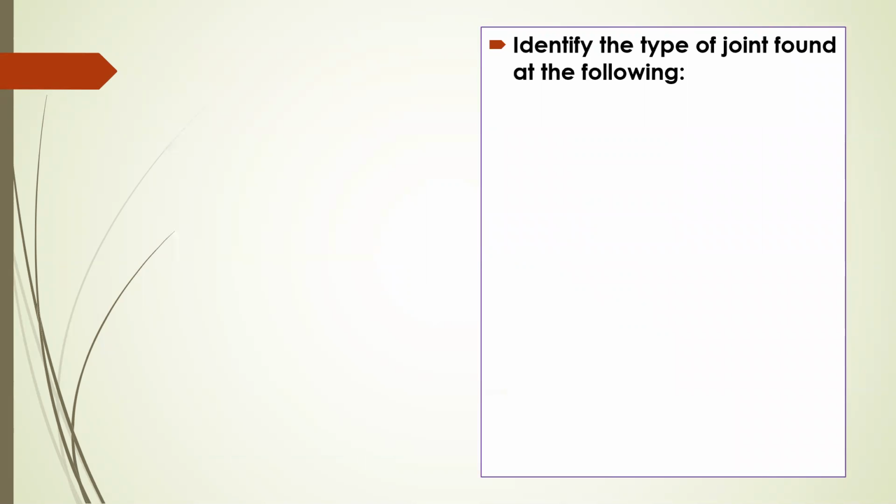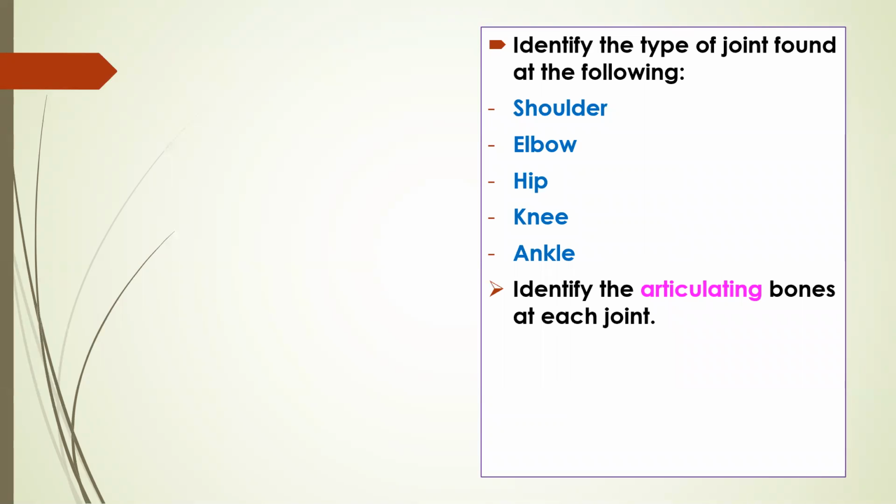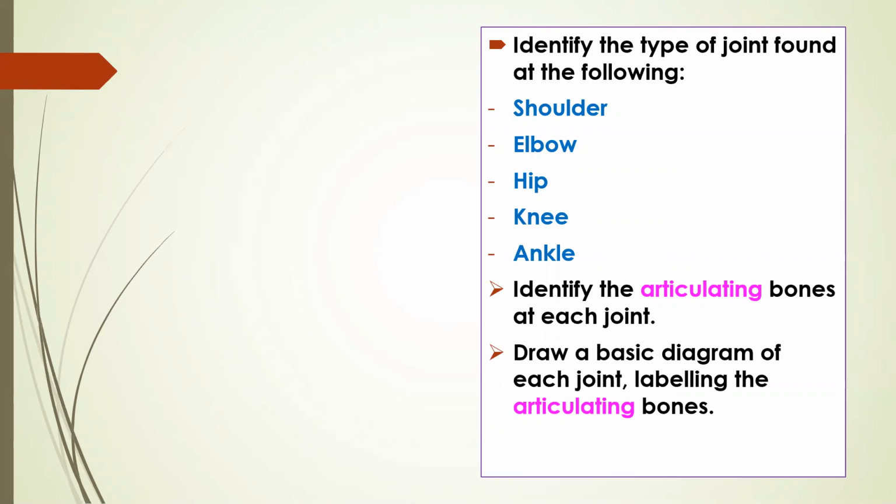Okay, so the next task. Can you identify the different types of joint found at these 5 points of the body? Which type of joint is at the shoulder, the elbow, the hip, the knee, and the ankle? Hopefully you can remember some of that from GCSE. Once you've done that, can you identify the articulating bones at each joint, which is essentially meaning, can you identify the bones that meet and move at those different points of the body? Can you draw a basic diagram of each of those joints, labeling the articulating bones? Take a few minutes to complete that task, pause the video if you need to, and then we'll check back in.